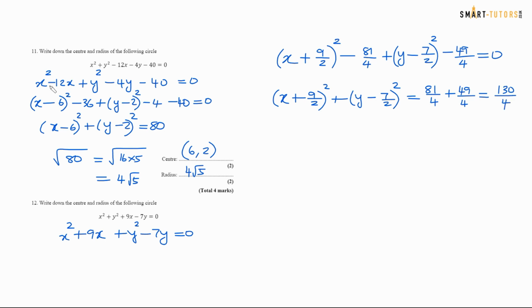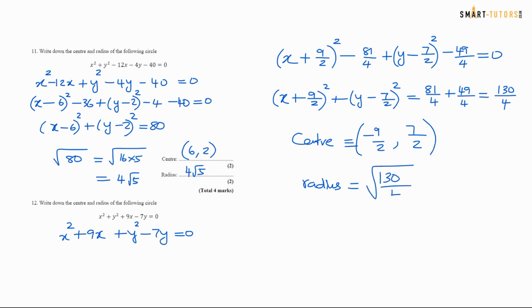So if you write the center for this one, the center is going to be minus of this one, so minus 9 over 2 comma 7 over 2 is the center point, and the radius is going to be the square root of 130 over 4. So the square root of 130 over 4 is the square root of 130 over 2. You can leave it like that.